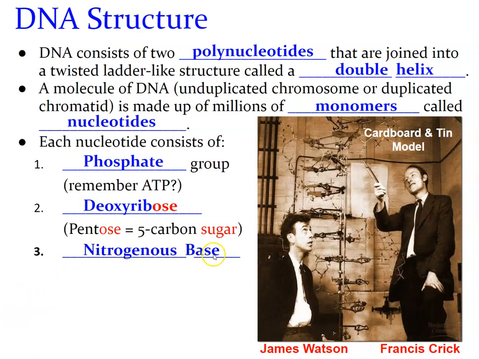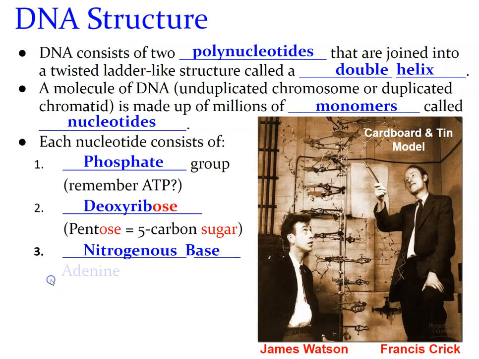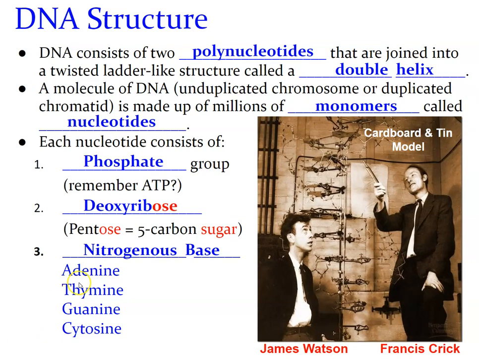And of course the nitrogenous base is either adenine, guanine, thymine, or cytosine. And I said them in the wrong order. I should have said adenine, thymine, guanine, and cytosine, because adenine and thymine bind together and guanine and cytosine bind together. But these nitrogenous bases are what make different nucleotides different.